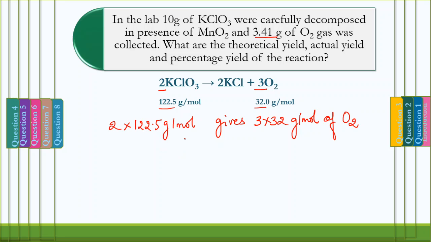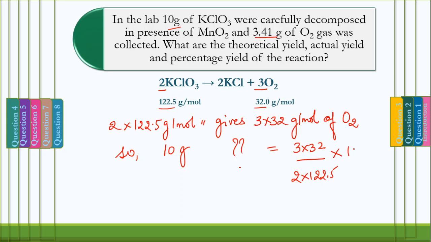Now it's correct. 2 into 122.5 gram per mole of KClO3 gives you 3 into 32 gram per mole of oxygen. So in the question, how much gram is there? 10 gram, right? So we'll write how much 10 gram will give. Okay, so how to solve it? Obviously 3 into 32 divided by 2 into 122.5 and that multiplied by 10. So now if you solve this, you'll get the answer as 3.92 gram of oxygen.